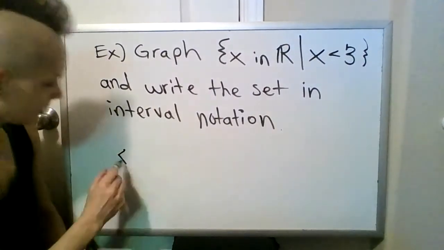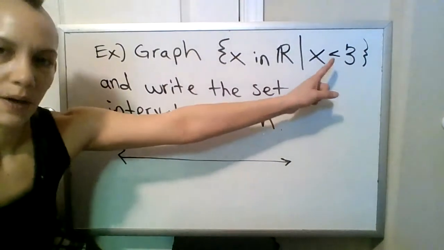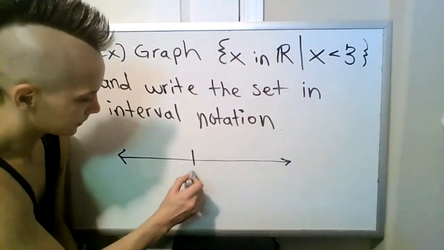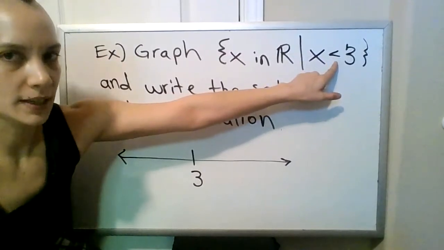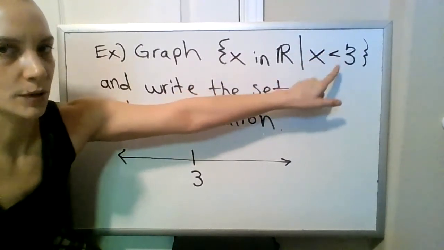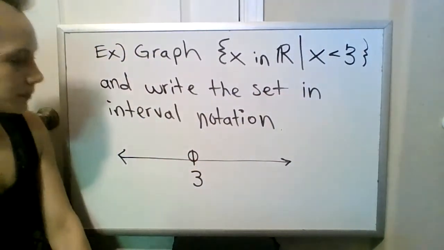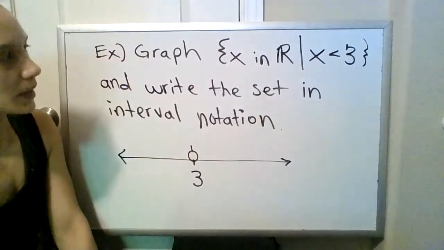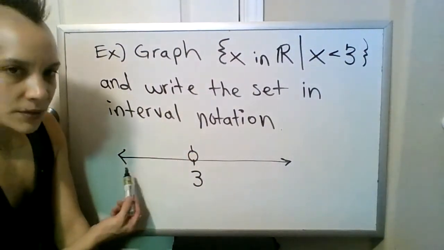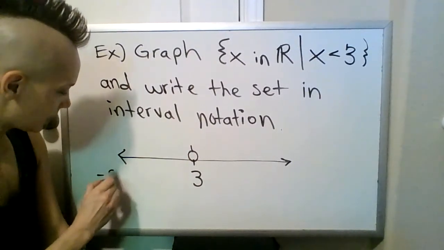Starting the graph, we're going to place 3 on the graph. And check out your inequality. There's no equal sign. It's a strict inequality, so there's an open circle. So the test intervals are similar. You're testing from negative infinity over to 3.